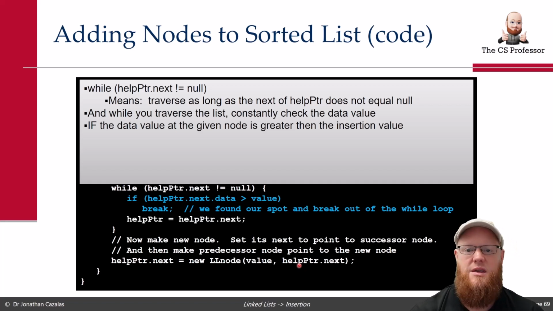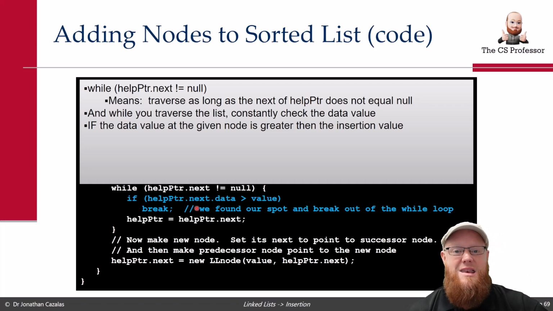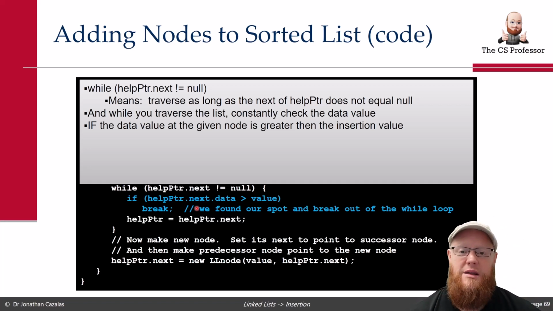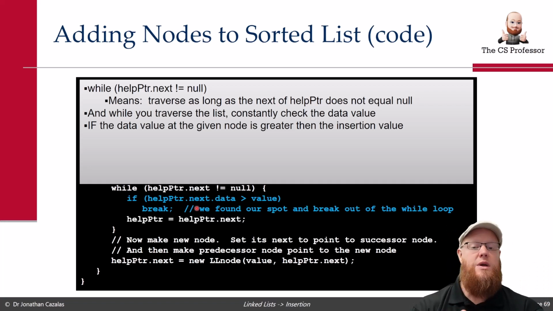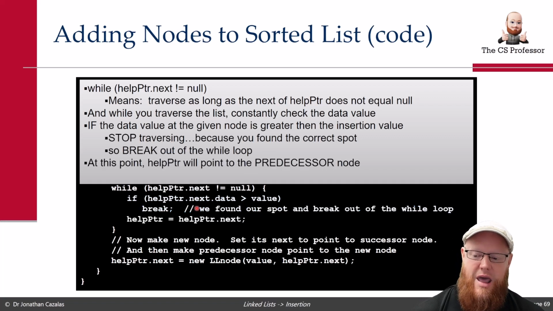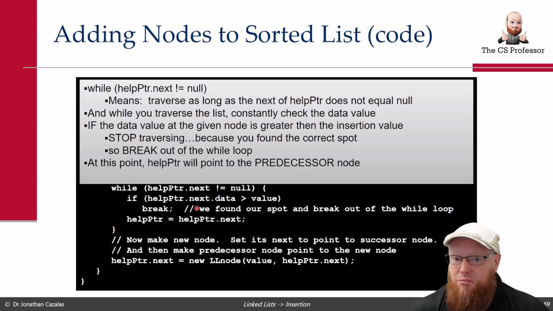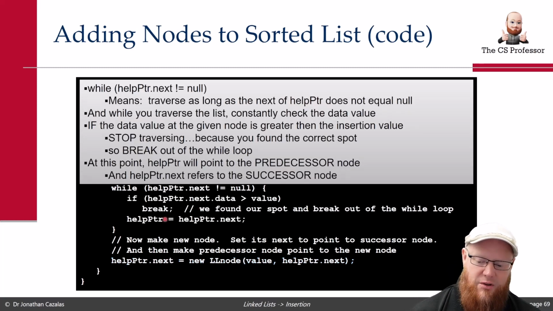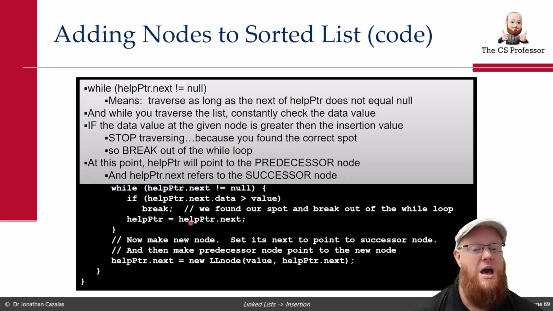At every step of the traversal, we're checking, hey, we're looking at help pointer dot next, its data value. Hey, that next node after help pointer, is it bigger than where we want to insert? If it is, we have to stop our traversal. We break out. Now, if we didn't break out, if that wasn't the case, it was not bigger, of course, we know this line of code perfectly. Keep traversing. Step one node down our list.